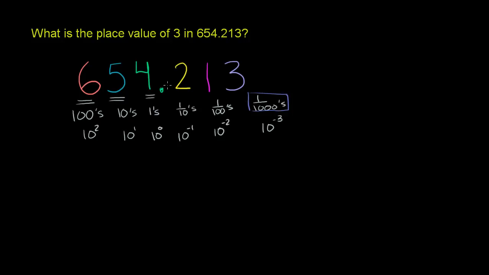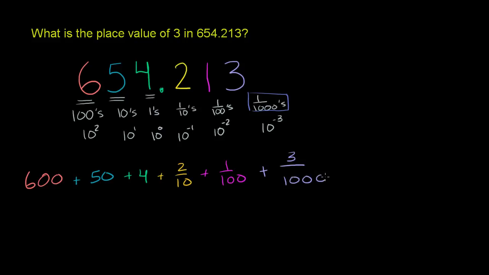But to make sure that we really understand what this means, I'm going to rewrite this number. We can rewrite this number as 600, plus 5 tens, or you could say plus 50, plus 4 ones, plus 2 tenths, plus 1 hundredths, plus 3 thousandths.